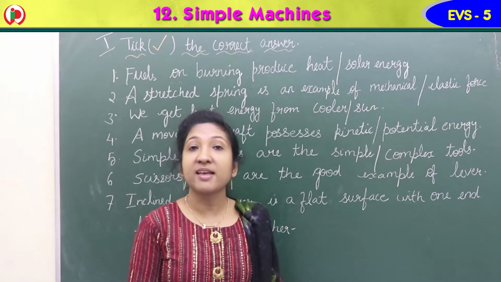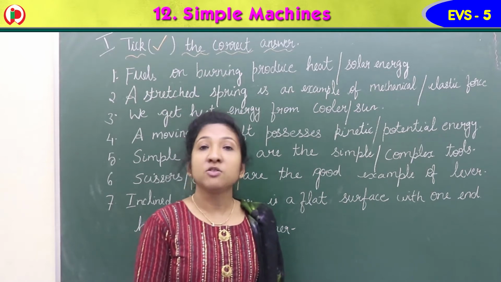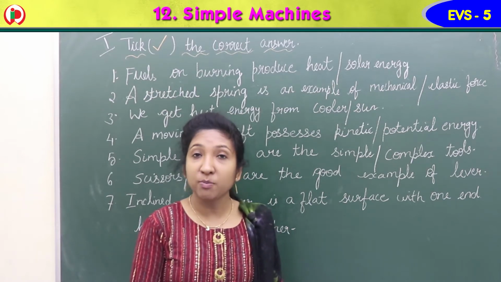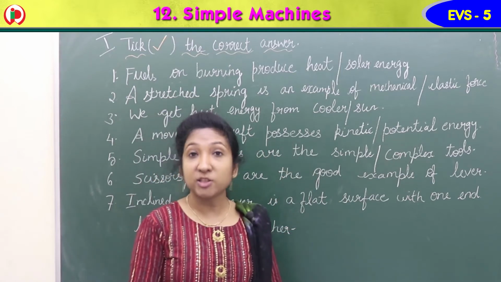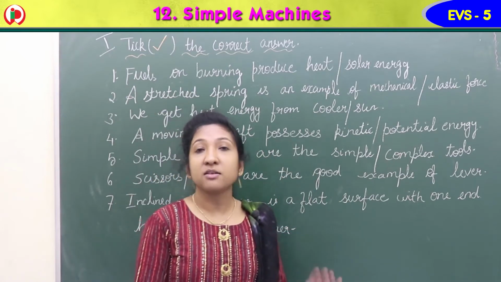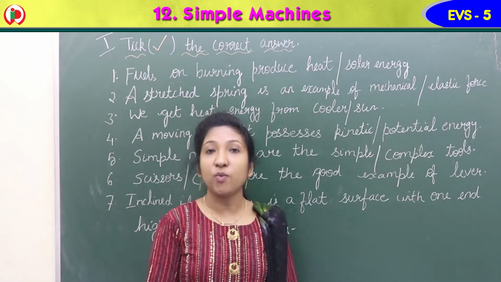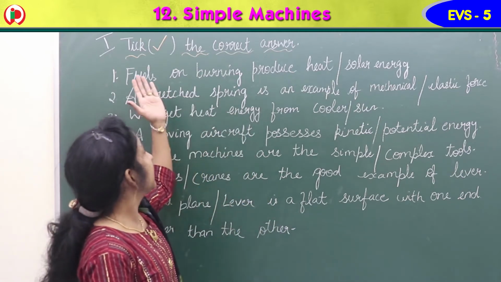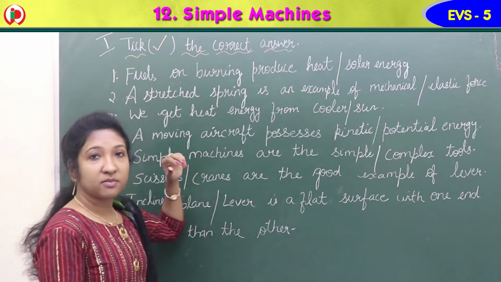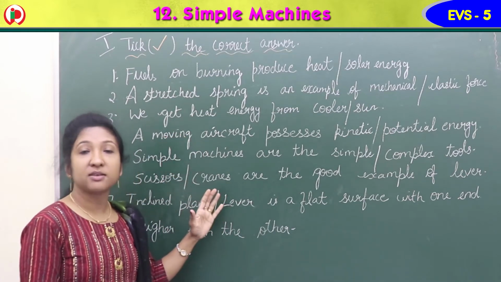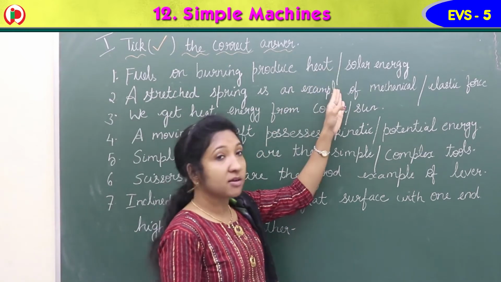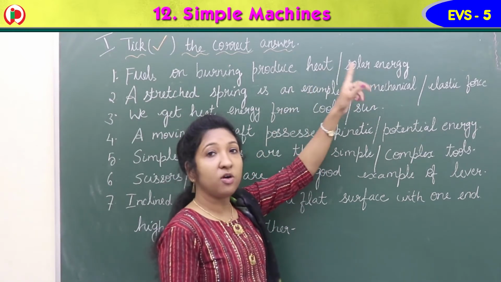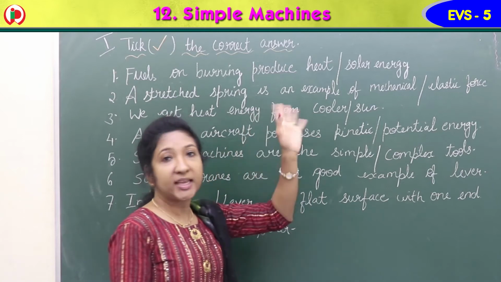Children, so it's our exercise time now. You have some exercise in the workbook for lesson 12, simple machines. So let's do the exercise part. The first exercise in your workbook is tick the correct answer. Here are a few questions and there are two options given by a slash, so either this or this. You have to tick the correct answer.